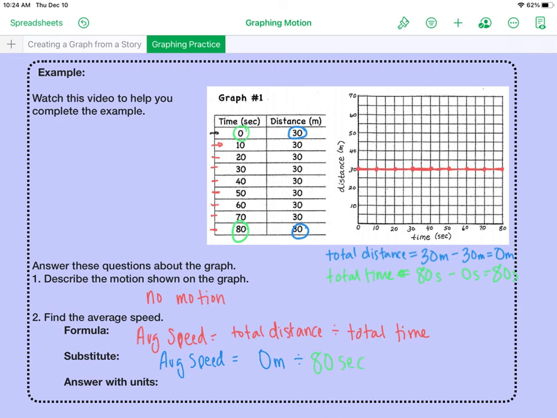And now I can divide that and I can answer with my units. So for this one, my average speed equals 0, and then I need to take my 2 units, meters per second.